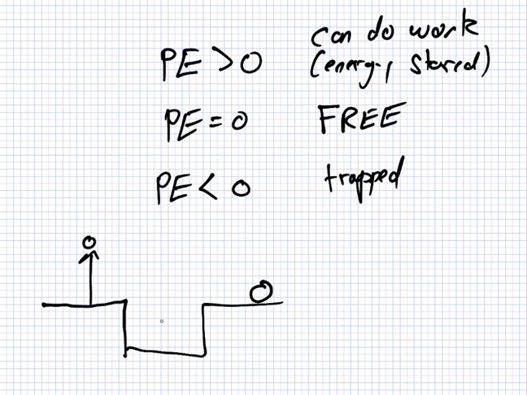But when the ball is under the ground, it has negative potential energy, which means it's trapped. If you want to free it, you have to give it energy. So this is the meaning of negative potential energy. So write this down if you didn't know this.